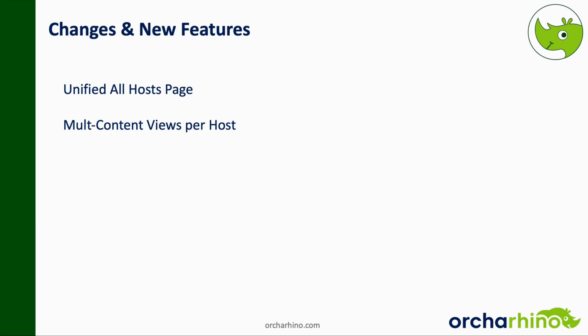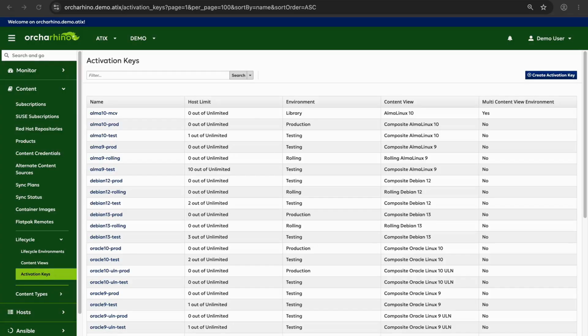For example, it allows you to mix versioned content via content views while still having some repositories from a rolling content view to have the latest synchronized content available. We are back on our demo Arduino. Let's have a look at how to assign multiple content views to a host. Let's have a look at how an activation key looked before. Let's have a look at the standard test key for ARM Linux 10.